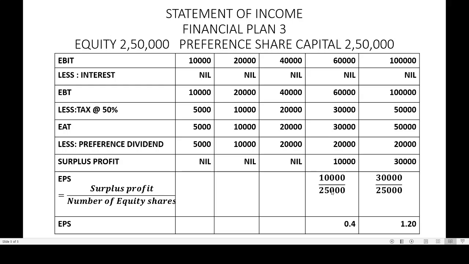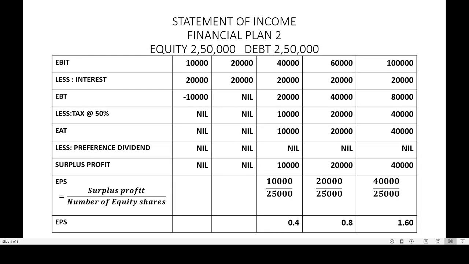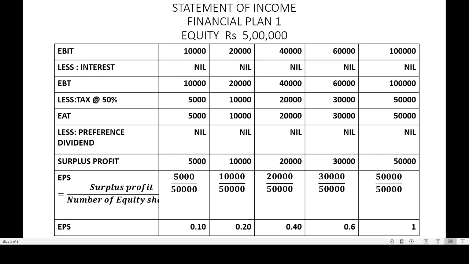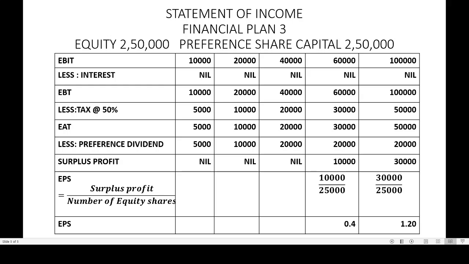Now, fourth case, EPS is equal to surplus profit divided by number of equity shares. 10,000 rupees divided by 25,000 shares, 0.40. And last case, 30,000 divided by 25,000, 1.20. So what we have done here, we have found out the earning per share in different situations, different financial plans. So financial plan 1, financial plan 2, and financial plan 3, and different levels of EBIT also.